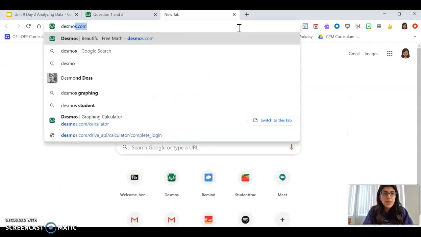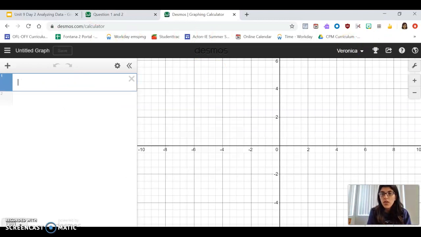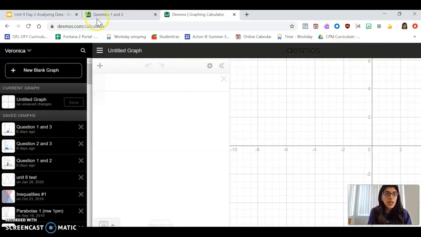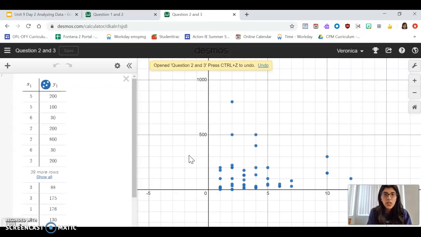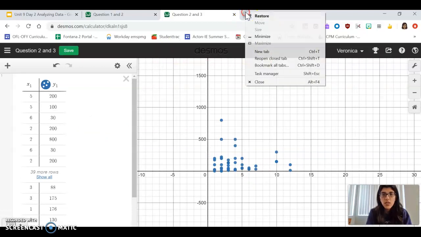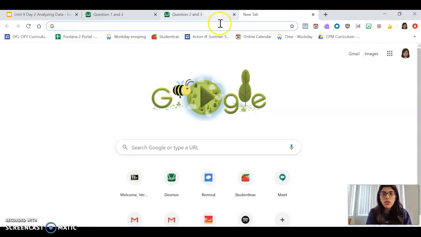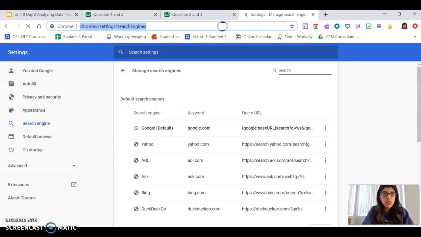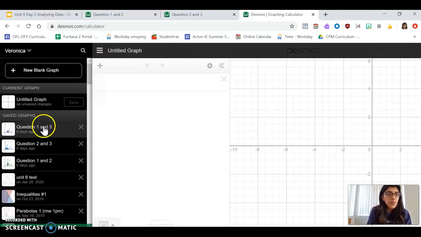So I'm going to go to Desmos again. Notice when I'm here already, my name is already up here, Veronica. So that was graph 1 and 2. I'm going to pull up 2 and 3 next. Press open, and it opens up the graph there. Notice my little columns. And one more time, I'm going to open up graph 1 and 3.